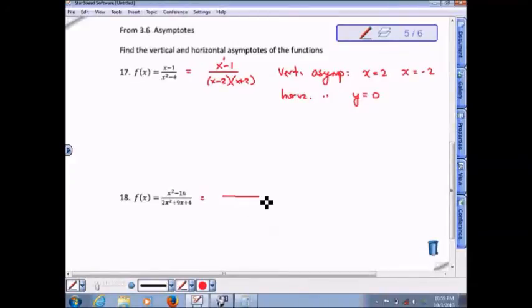Now, in this problem, we have to factor. This is a difference of squares, x minus 4 times x plus 4. Here in the denominator, this is going to factor to a 2x and an x. It looks like we're going to need something like that.